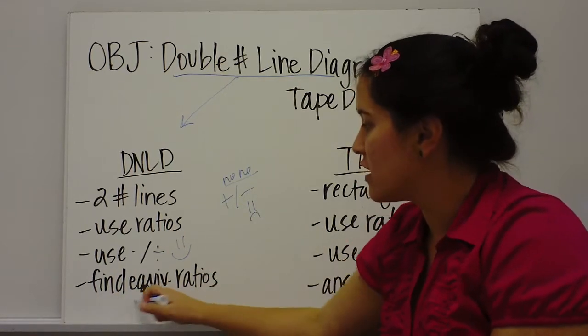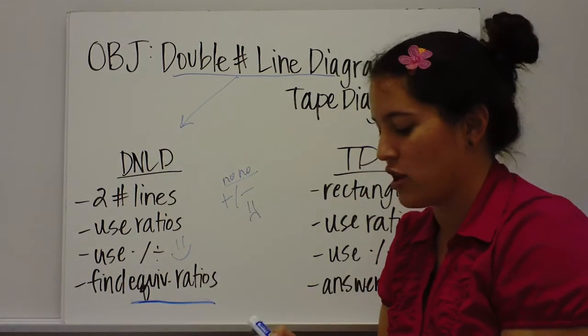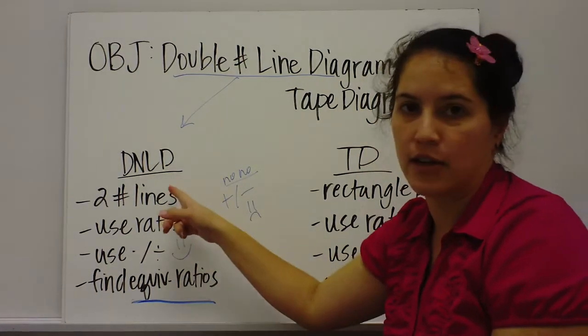Like I said, only multiplication and division, addition and subtraction is a no-no. And then you're going to find equivalent ratios, equivalent ratios with a double number line diagram.